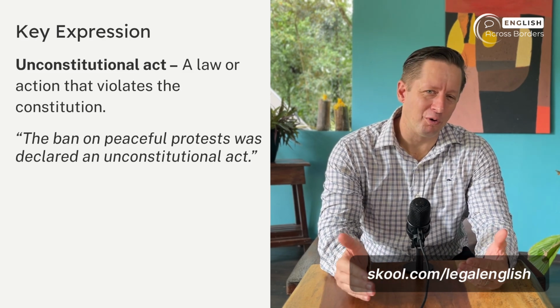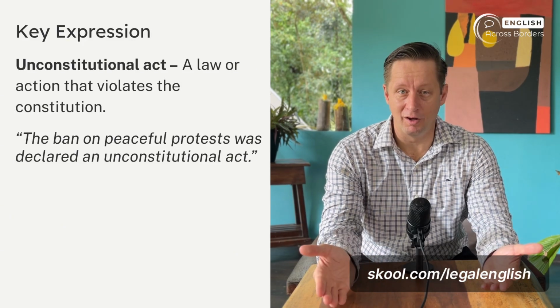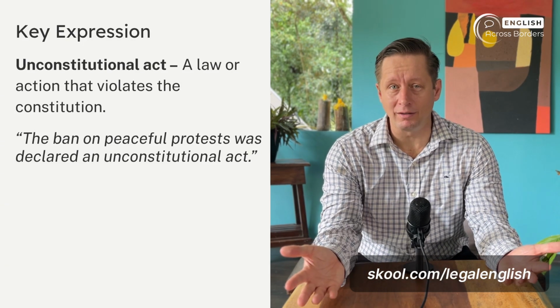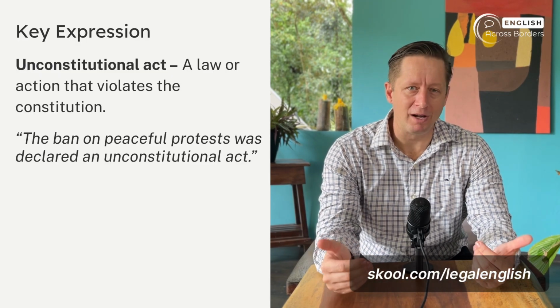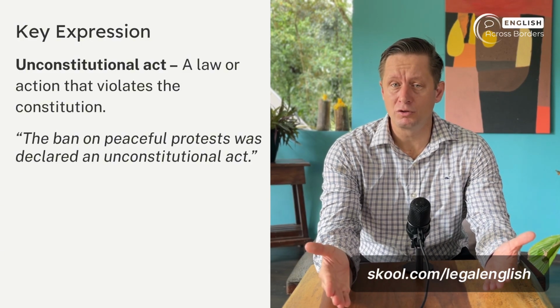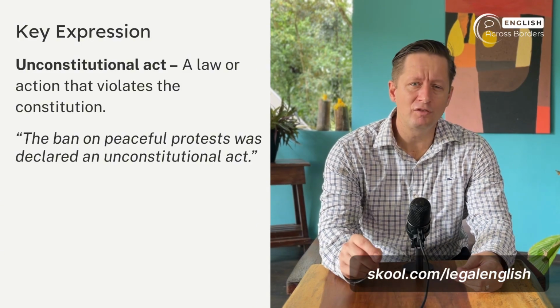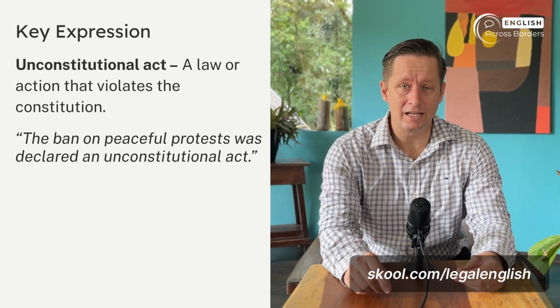A mayor orders the closure of all opposition newspapers. So what do lawyers do? They immediately respond. This is an unconstitutional act. Freedom of the press is guaranteed by the Constitution. The case goes to the Constitutional Court, and judges rule. This order is null and void. It is unconstitutional and cannot be enforced.